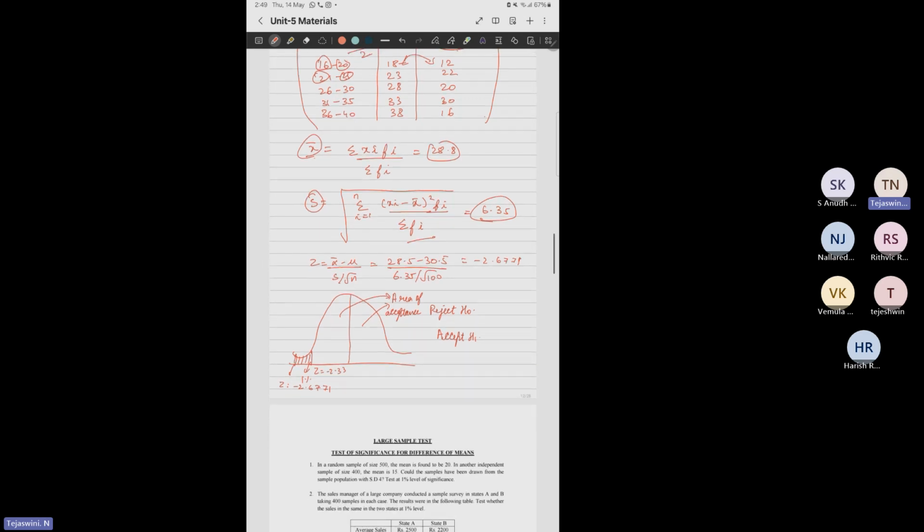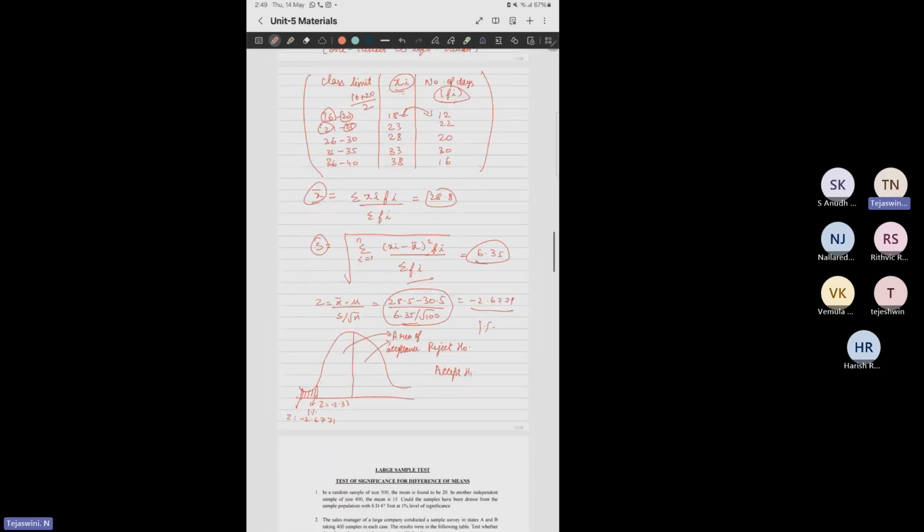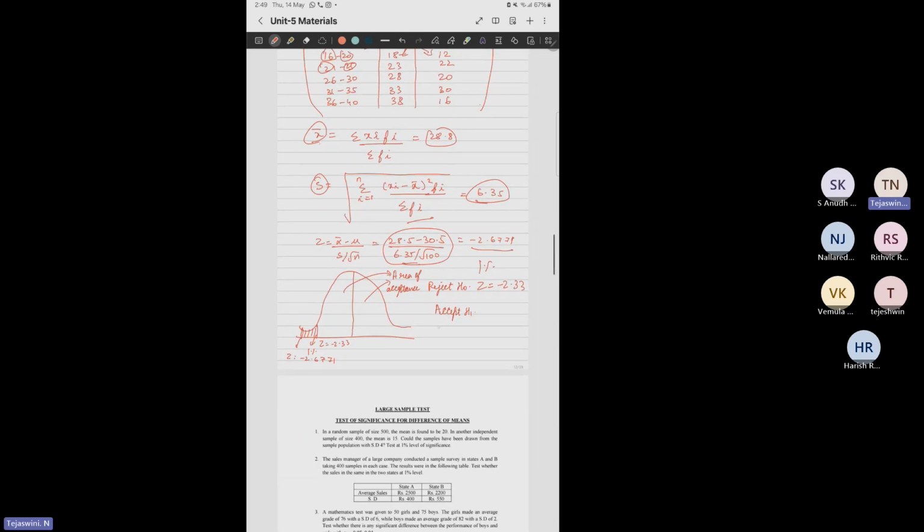So z is equal to x bar minus mu by s by root n. Substitute the values in this, and then we'll get the value as 2.6771. When we mark it in the graph for 1% level of significance for one tail, the value of z is equal to minus 2.33. Minus 2.6771 is less than minus 2.33. So we'll reject H naught and accept H1 as it does not lie in the area of significance. Is this clear? Are these two questions clear? Any doubts?